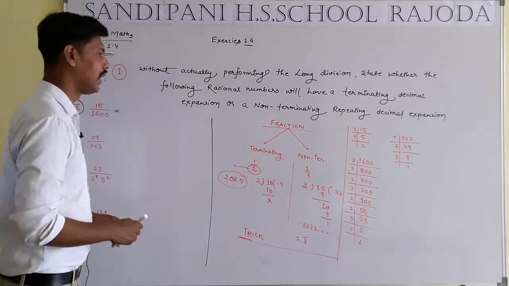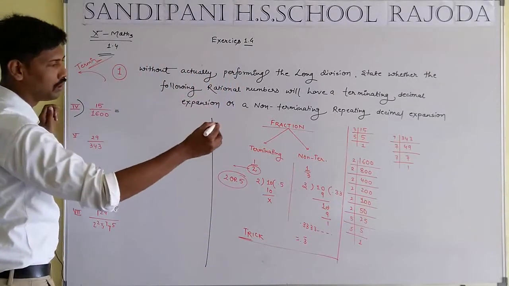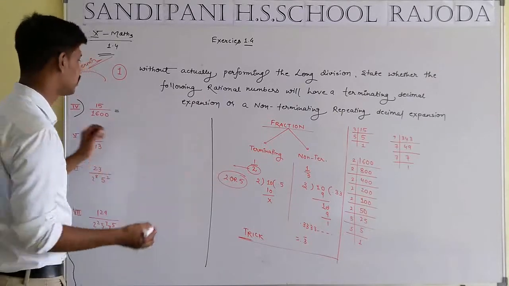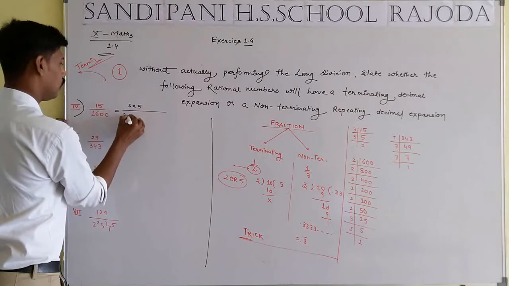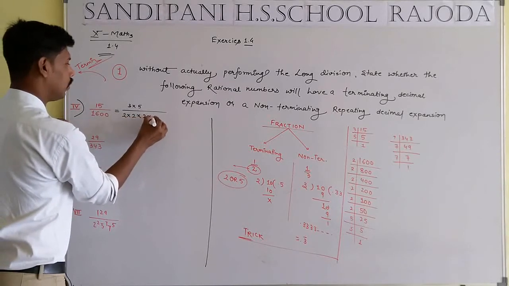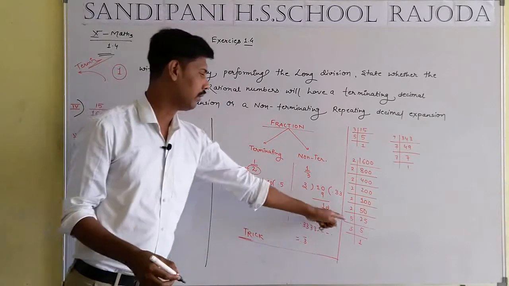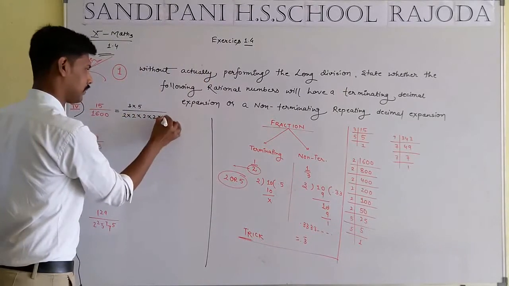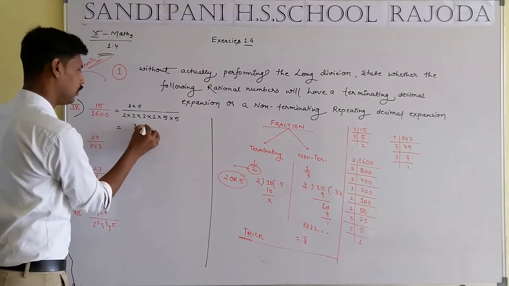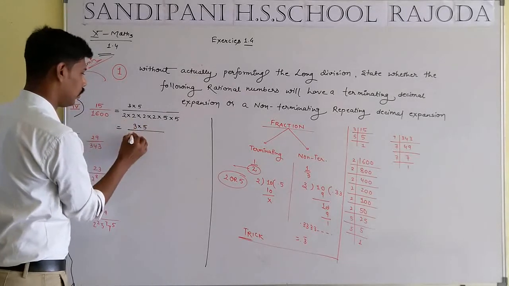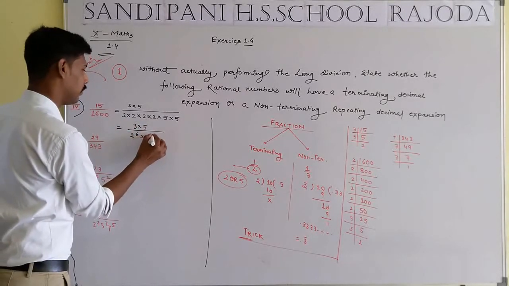So we can write in the form 2 into 2 into 2 into 2, how many times? 6 times. 3 into 5, then 2 into 2 into 2 into 2 and 5 into 5. It may be written in the form 3 into 5 whole by 2 to the power 6 into 5 to the power 2.